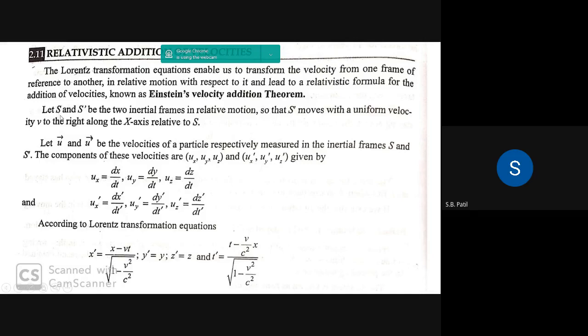So in this case we have to consider two inertial frames of reference, that means S and S prime. An inertial frame is a frame which moves with a uniform or constant velocity with respect to another frame. So here we consider two inertial frames in relative motion, and the S prime frame moves with a uniform velocity v to the right along the x-axis relative to S.